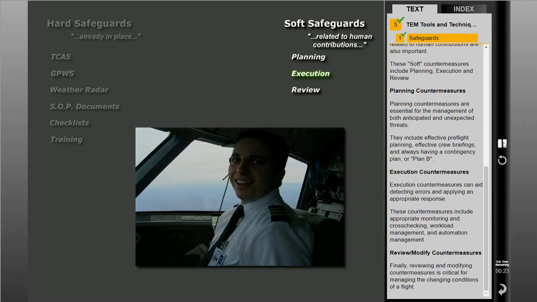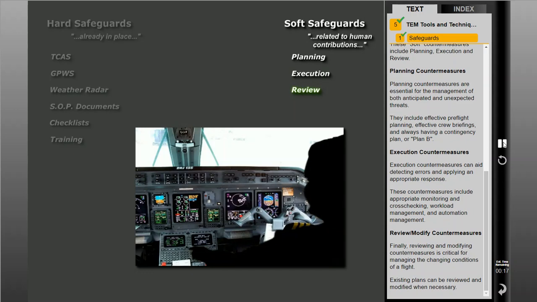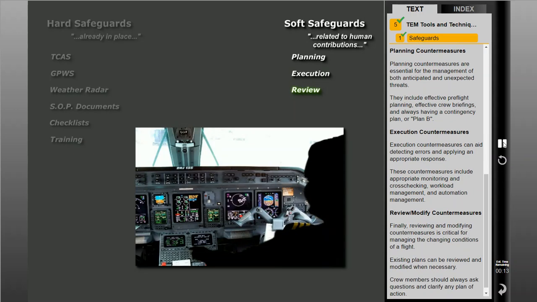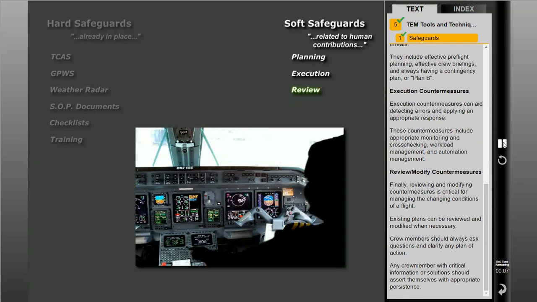Finally, reviewing and modifying countermeasures is critical for managing the changing conditions of a flight. Existing plans can be reviewed and modified when necessary. Crew members should always ask questions and clarify any plan of action. Any crew member with critical information or solutions should assert themselves with appropriate persistence.